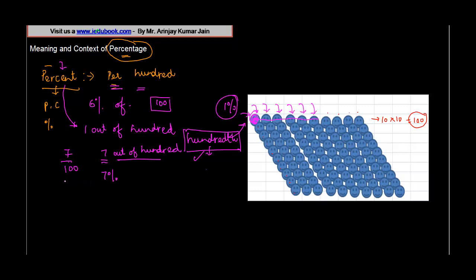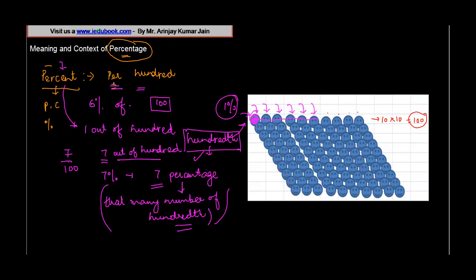Okay? And this basically is written as 7%, which means nothing else but that if you are writing 7%, that means that many number of 100th. So in simple terms, not to complicate things, what percentage means is that if there was a group of 100, okay, how many parts out of that 100, each 100th basically is known as 1%.